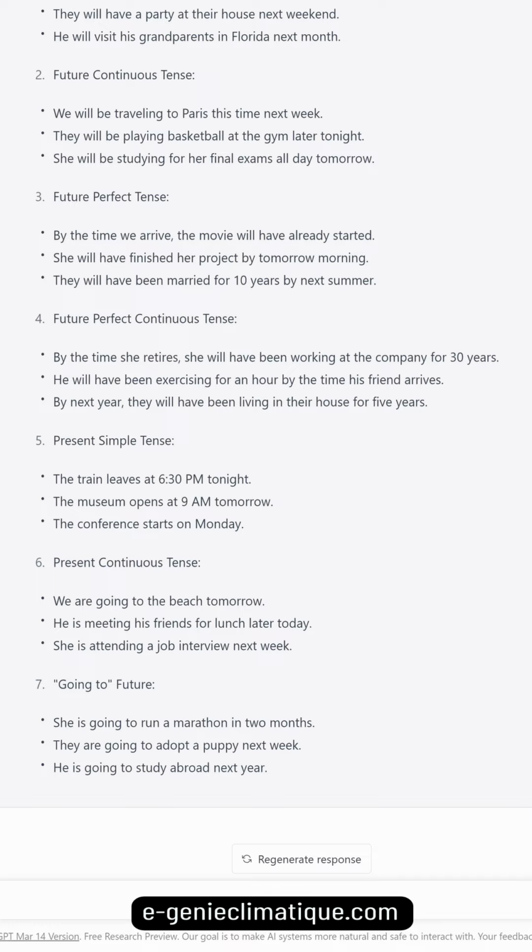Present continuous tense. We are going to the beach tomorrow. He is meeting his friends for lunch later today. She is attending a job interview next week.